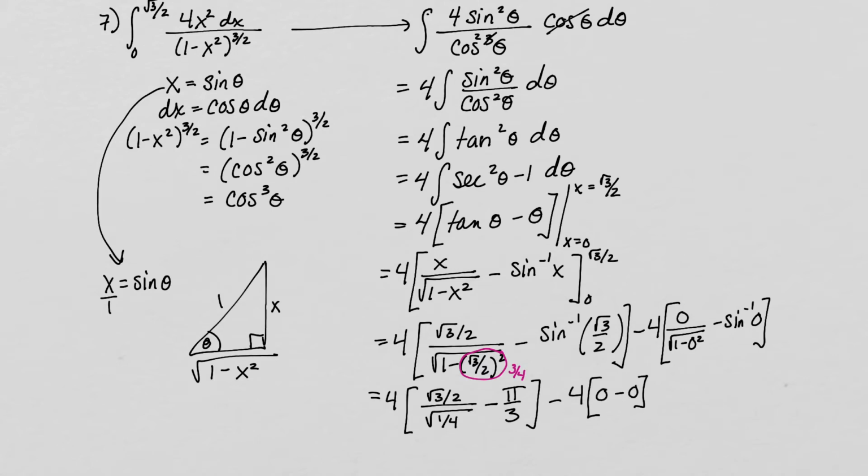And then all I have left to do is finish this first part here. So we're going to have 4 times root 3 over 2 divided by 1/2 when I take the square root, minus pi over 3. So it's going to be 4 times root 3 minus pi over 3. And you could leave the answer like that. That's totally fine.